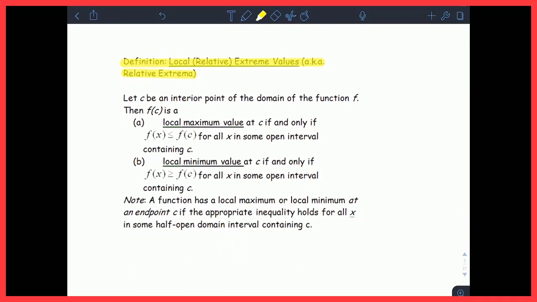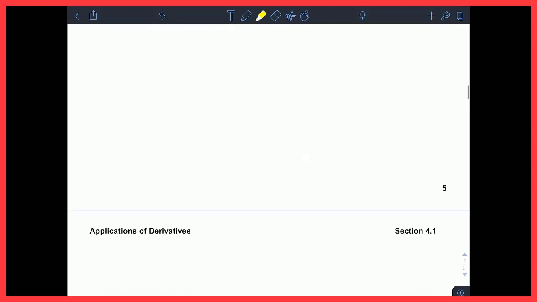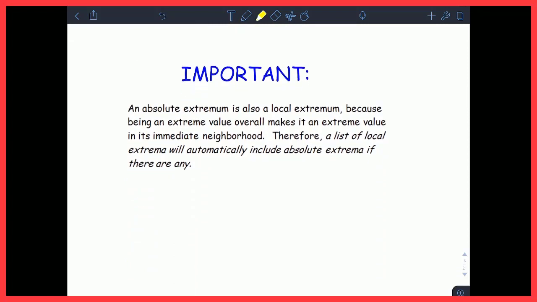Local or relative extreme values are basically high points or low points within some neighborhood. Note a function has a local maximum or a local minimum at an endpoint c if the appropriate inequality holds for all x in some half-open domain interval containing c. So you may have a half-open interval, and therefore you could have a relative extreme value or a local extreme value in that interval. Super important: absolute extrema are also local extrema. So if I ask you for all local extrema, you must include absolute in that list if the function has any.